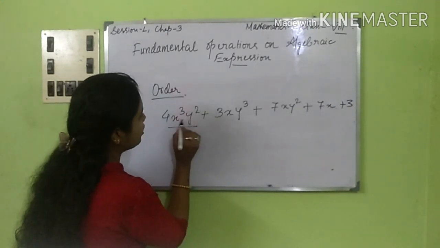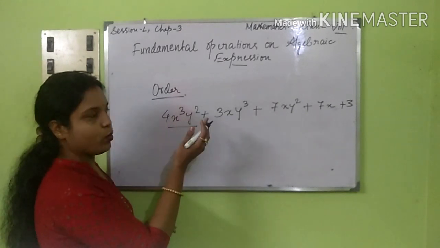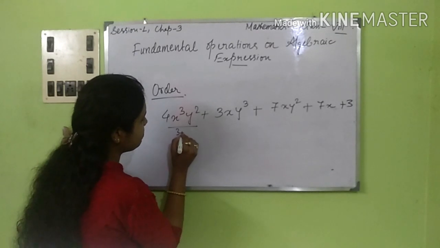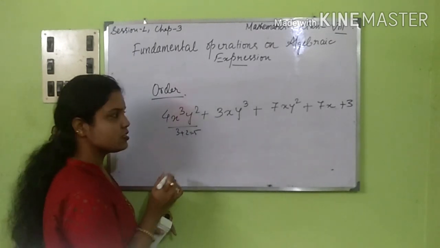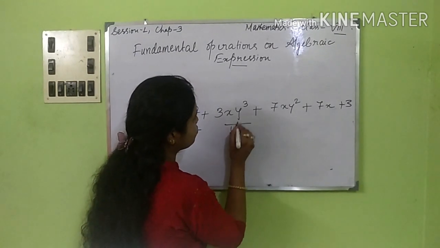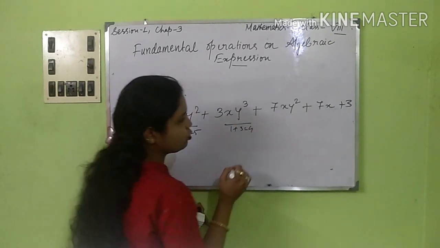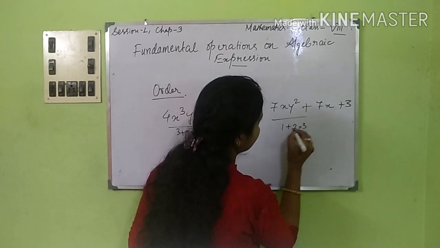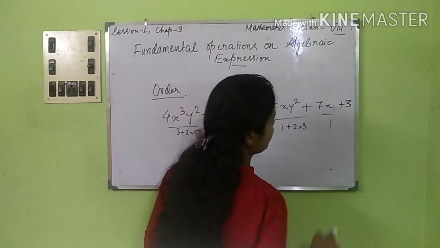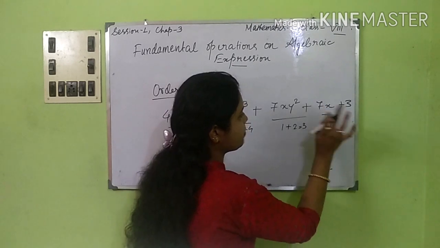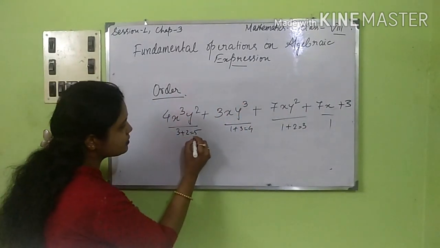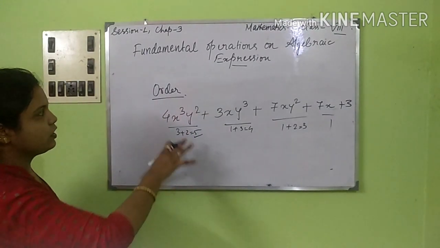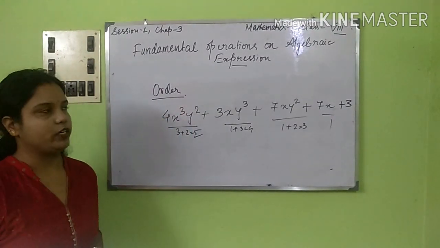See, here there are 2 different types of variables, x and y. Here the x power is 3, the y power is 2. That means 3 plus 2 gives you 5. Next, here the x power is 1, the y power is 3. That means it comes to 4. Here the x power is 1, the y power is 2. It gives you 3. Here the x power is only 1, y is not there. So that means its power is only 1. So here you can see 5, 4, 3, 1. So which is the highest power? 5. So this is the order of the equation.